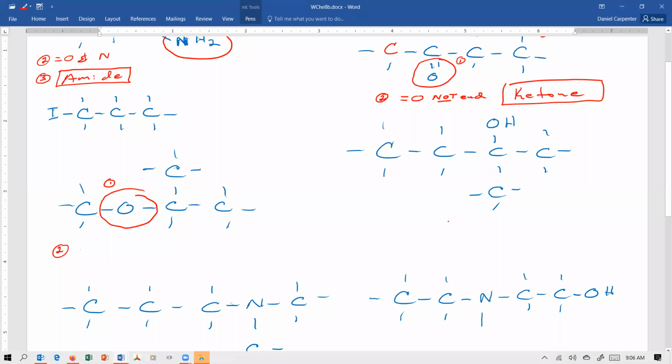The third one. So we've got this O between two C's. We could write O between two C's, or if we write it like that, I'm good with that. Nothing else. So just an O between two C's would make this an ether.